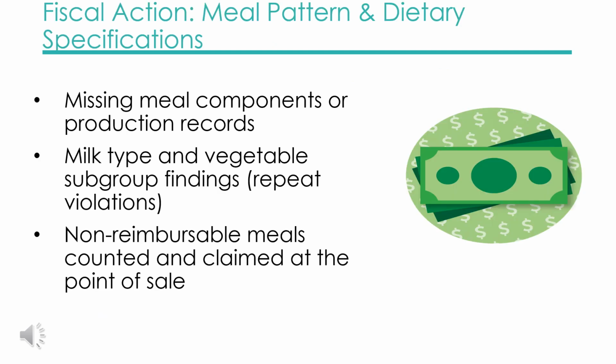Lastly, we're going to cover fiscal action when out of compliance with meal pattern and dietary specification. These would include missing meal components or missing and incomplete production records, repeat violations for missing milk type or missing vegetable subgroups, or any non-reimbursable meals counted and then claimed at the point of service. Keep in mind that with fiscal action, we are not taking money from you, rather taking funding back that was improperly distributed.